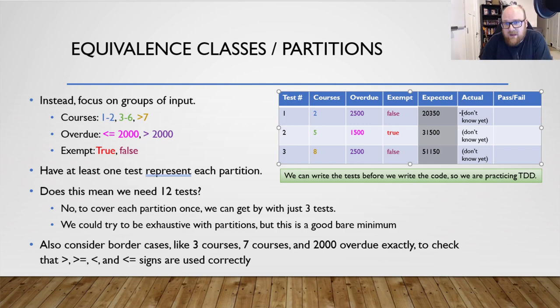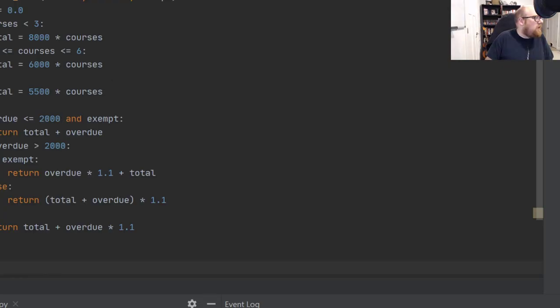Now, I don't have the actual output yet, because remember, in order to get the actual output, we need to have implemented the function, and I'm not there yet. I'm only writing my black box tests. These tests are black box because I haven't written the code yet. There's no code knowledge for me to leverage in writing my tests. I'm writing the test based on the specification. So let's see an example of what such a test would look like.